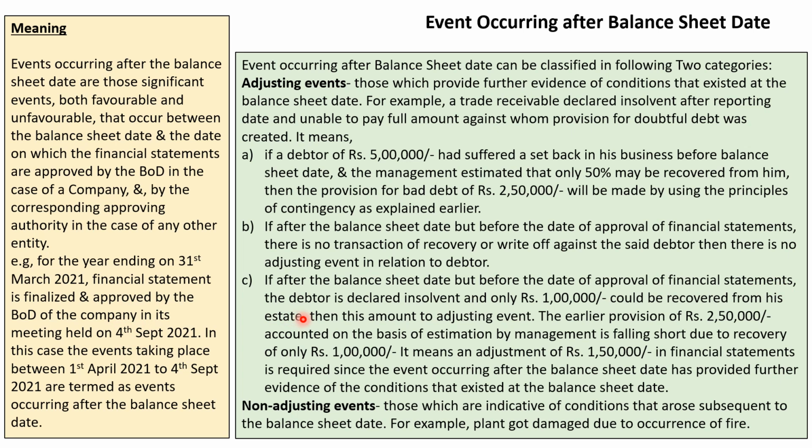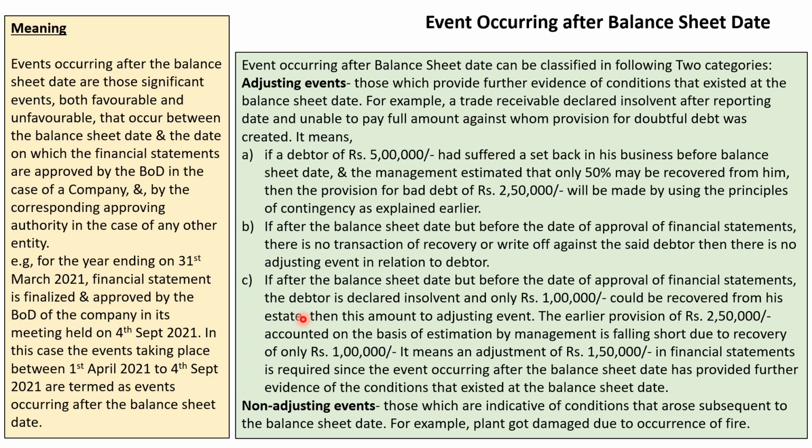This event did not happen before 31st March. This event happened after 31st March. So it has happened after the accounting year has ended. That means actually speaking, it need not be considered in the balance sheet. It should be considered as a loss of the next accounting year. Additional loss of 1,50,000 should be considered as the loss of next accounting year.